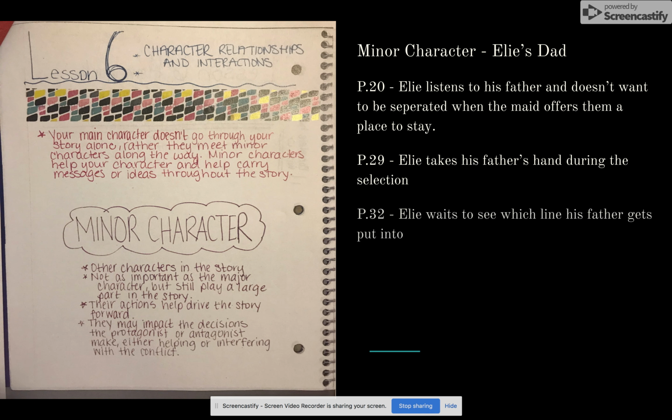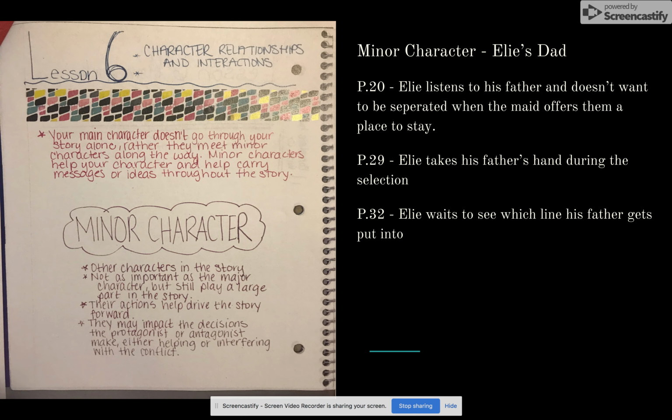The next page is on page 32. And on page 32, Ellie waits to see which line his father gets put into. He says, the baton pointed to the left. I took half a step forward. At first, I wanted to see where they would send my father. Were he to have gone to the right, I would have run after him.